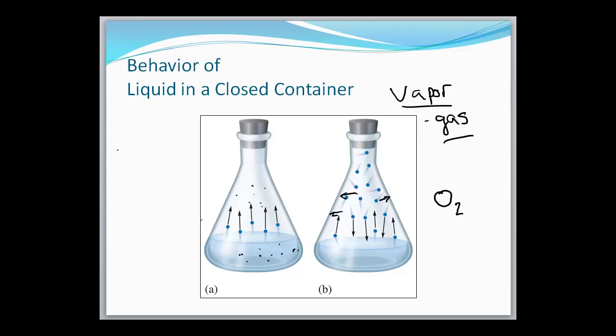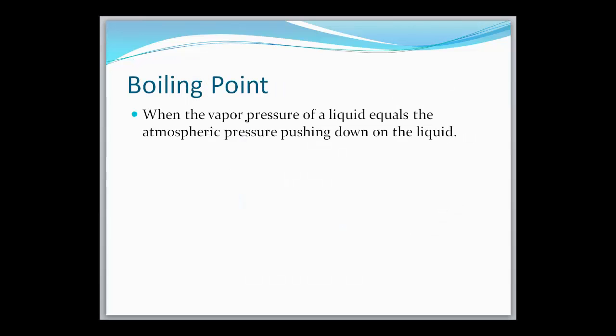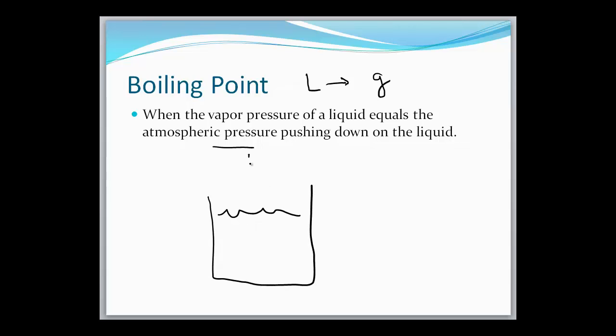Okay, so then what does vapor pressure have to do with a substance going from the liquid phase to the gas phase? Well, the definition of boiling point is when the vapor pressure of a liquid equals the atmospheric pressure. So if you think about our beaker here again, you've got atmospheric pressure pushing down on the surface, quite literally pushing on those water molecules, keeping them in the liquid phase.